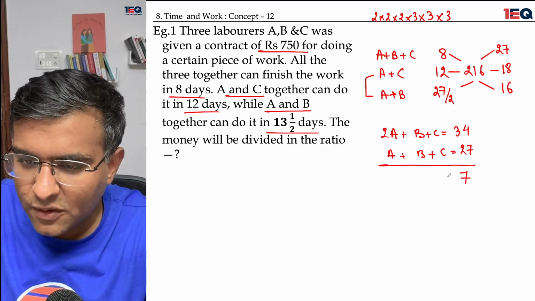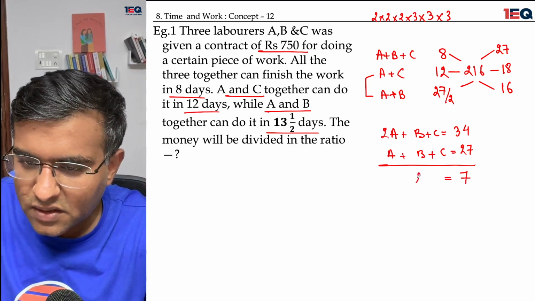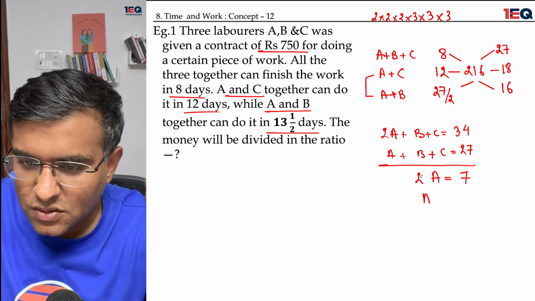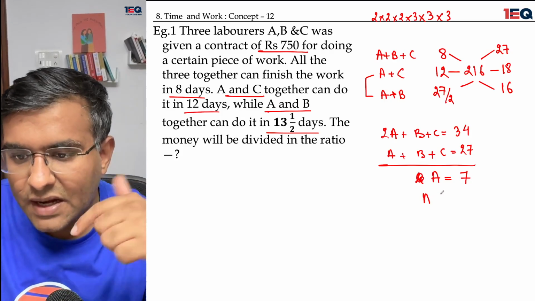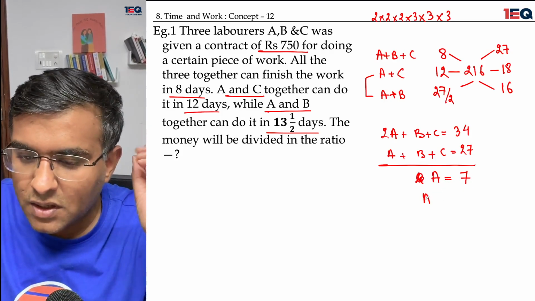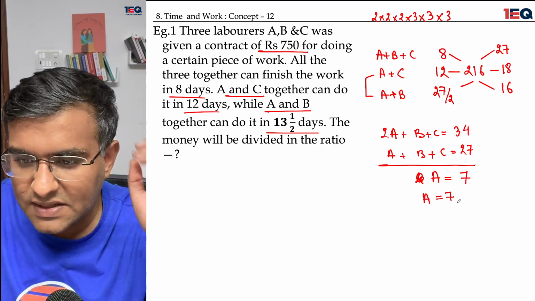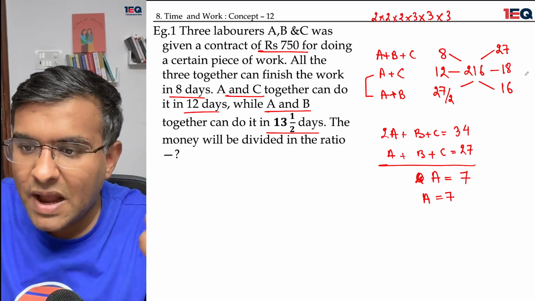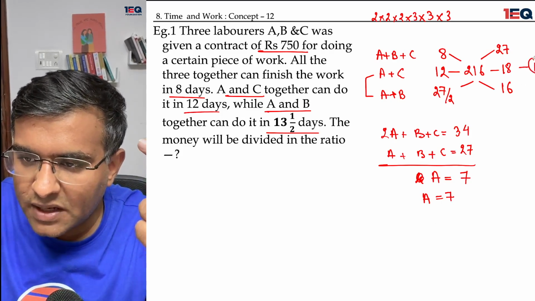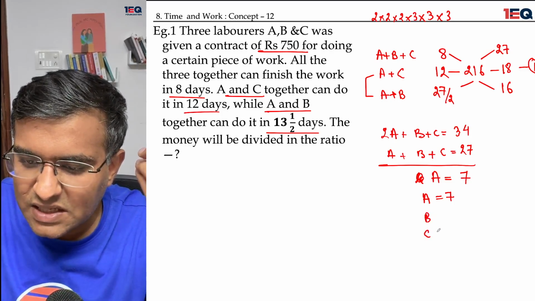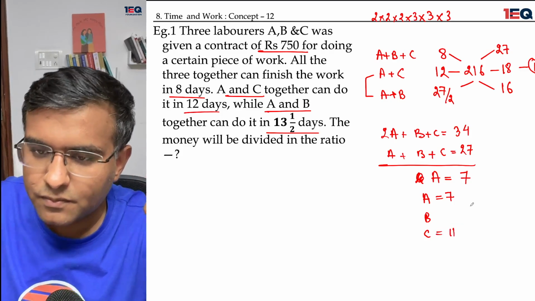I get the value of 7 over here. So this means, sorry, no, I don't get the value of 2 times A. I get the value of A as, sorry, A as 7. So the efficiency of A is simply 7. If I put that back in the first equation, I'm marking this as the first equation, I get the efficiency of C to be 11.